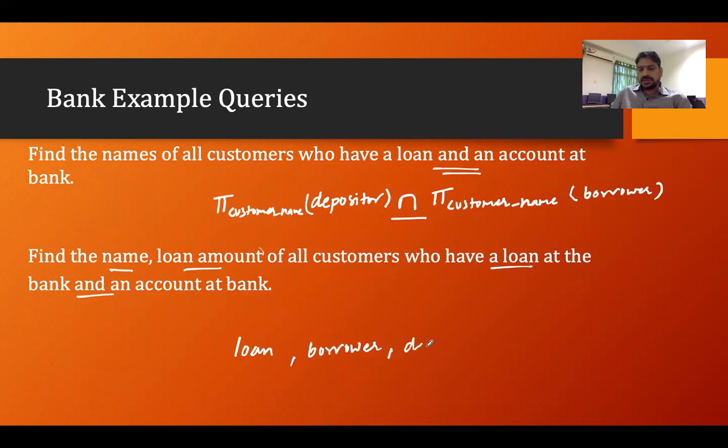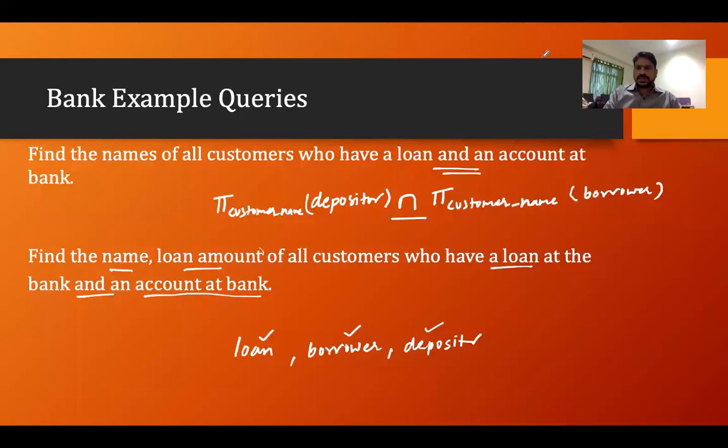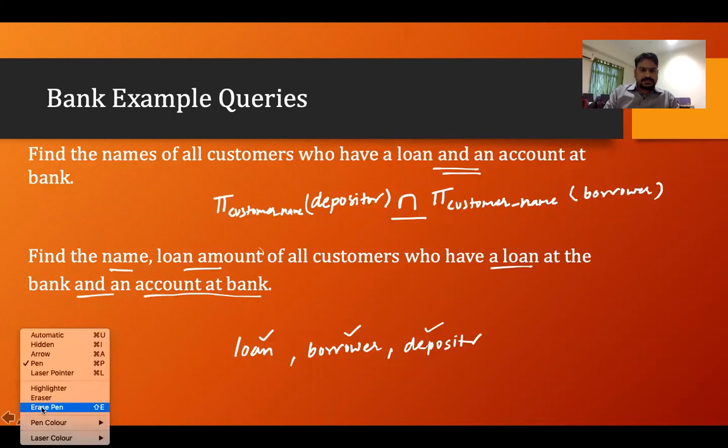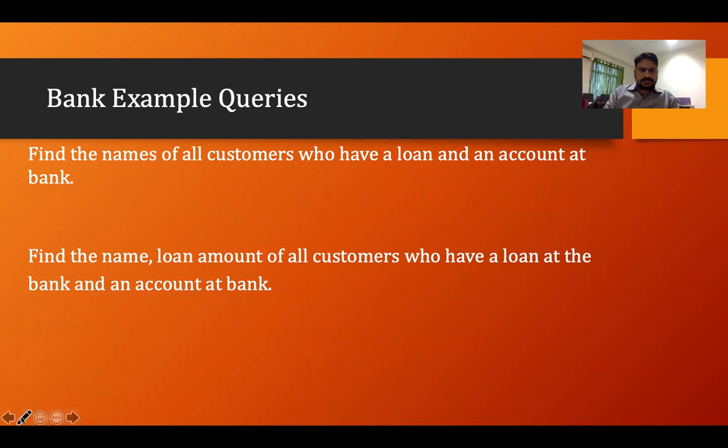And you require the depositor table. Why do we require the depositor table? Because the query says they should have an account in the bank also. So the customer should also have an account in the bank, right? So we require the loan table, the borrower table, as well as the depositor table. All three tables we require for this particular example. So we'll write the query for that. We'll do the joining, right? But what do we require? We require customer name, and we require, what is it? Amount, not the loan amount. It is just amount.